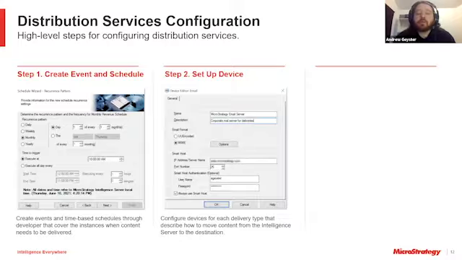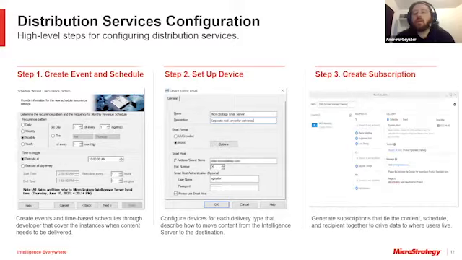Once the schedules are set up, then the devices are also required. The devices are the way that content is being packaged within the environment. There are different devices for each different delivery type, and they describe how the intelligence server moves content from inside of its own memory to the destination.